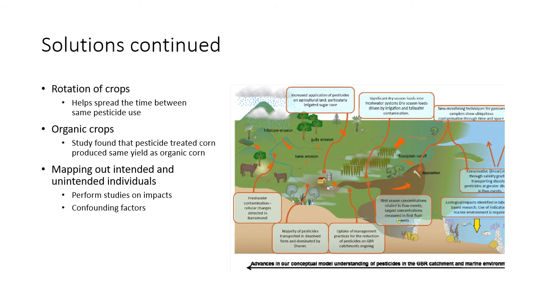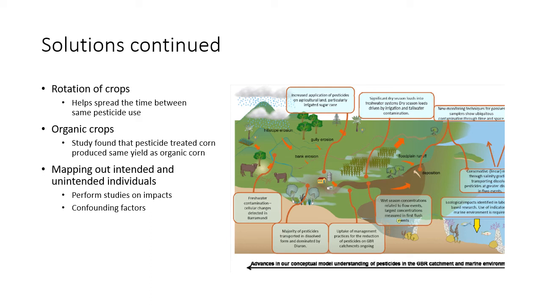Another solution is the rotation of crops. Different crops require different pesticides. This means that by rotating the crops, it helps spread the time between the same pesticide use. The previously mentioned crustaceans, fish, and aquatic insects will be able to rebuild their ecosystems and acquire a resistance for the next wave of pesticides that impacts them.